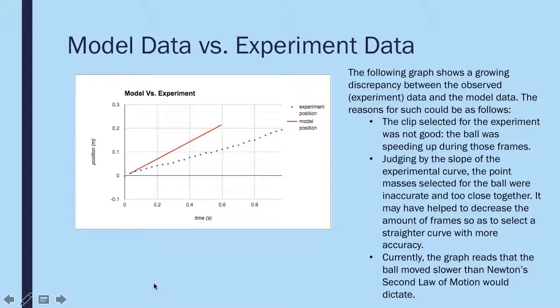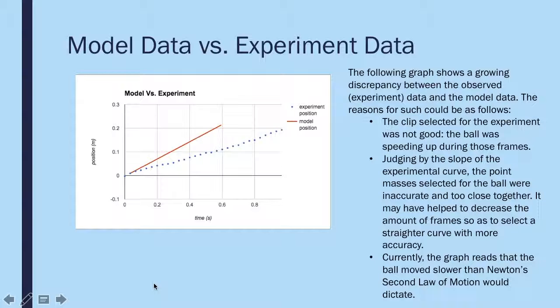Judging by the slope of the experimental curve, and this is what I think the error was largely due to, the point masses selected for the ball were inaccurate and too close together. It may have helped either to increase or to decrease the amount of frames. If I increased the amount of frames, I probably would have had a larger area to select from and have that straight line curve that I was looking for. Or if I had decreased the number of frames, the same thing.